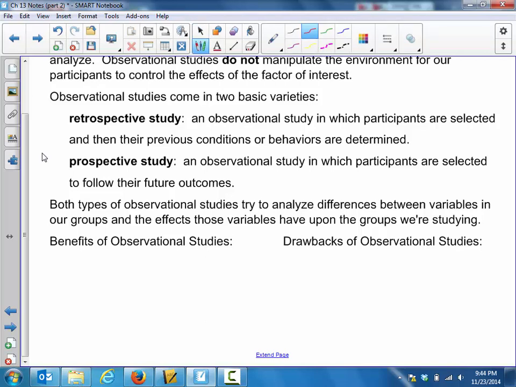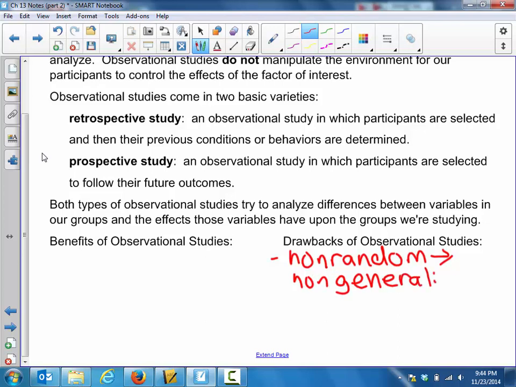But we talked about how observational studies are not generalizable results like experiments are, because they don't randomize to remove bias. Okay, so that's a drawback of the observational study. I'll put that over here. Non-random. And therefore non-generalizable.